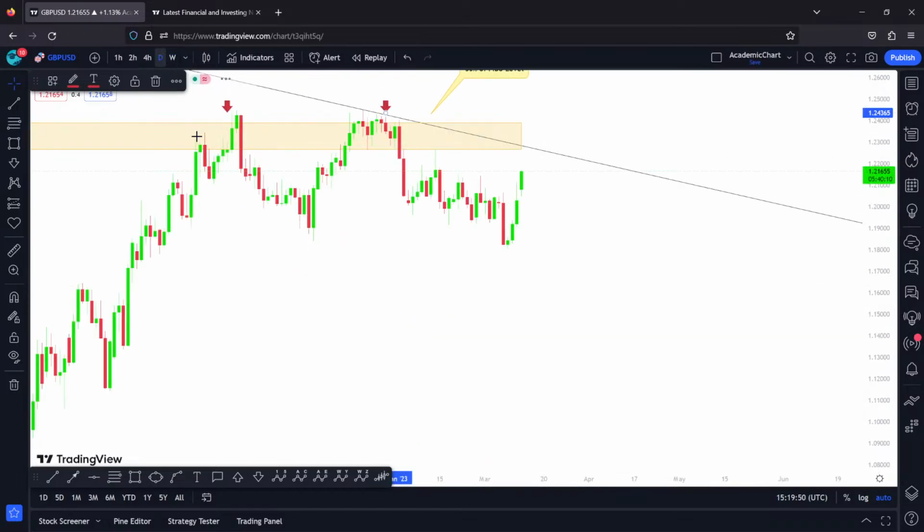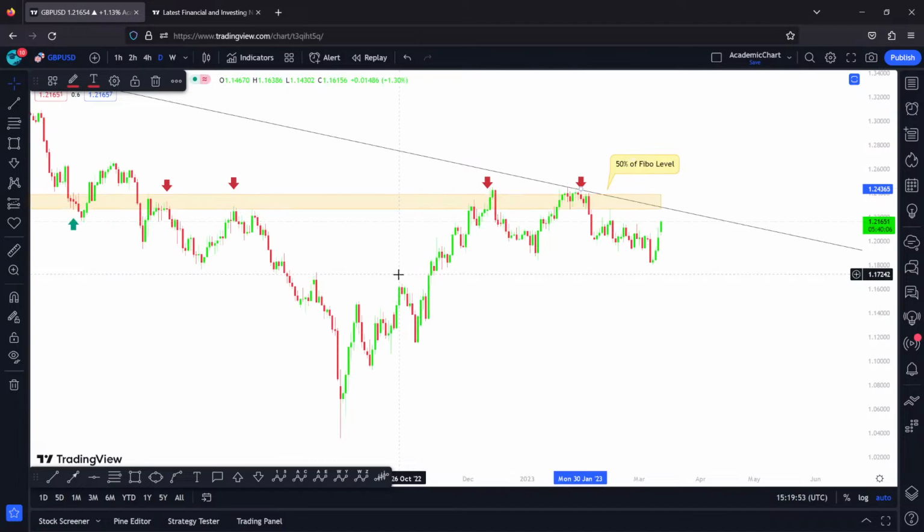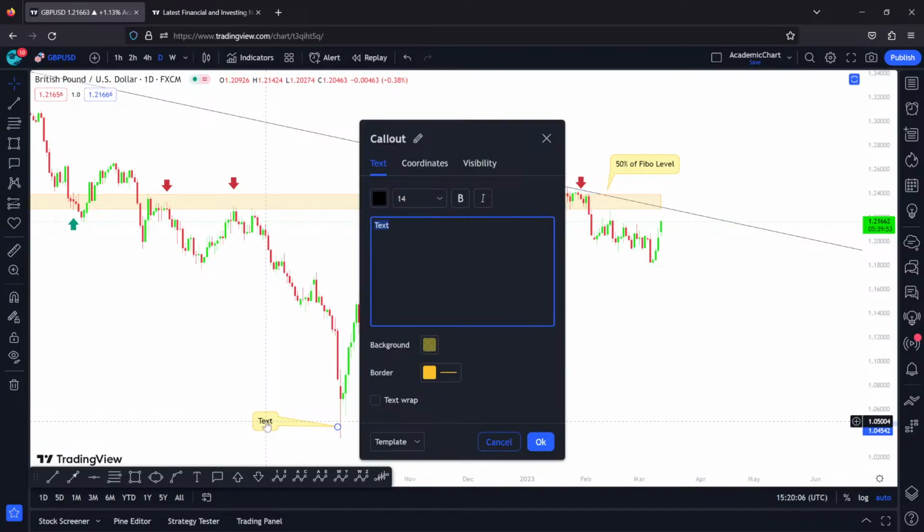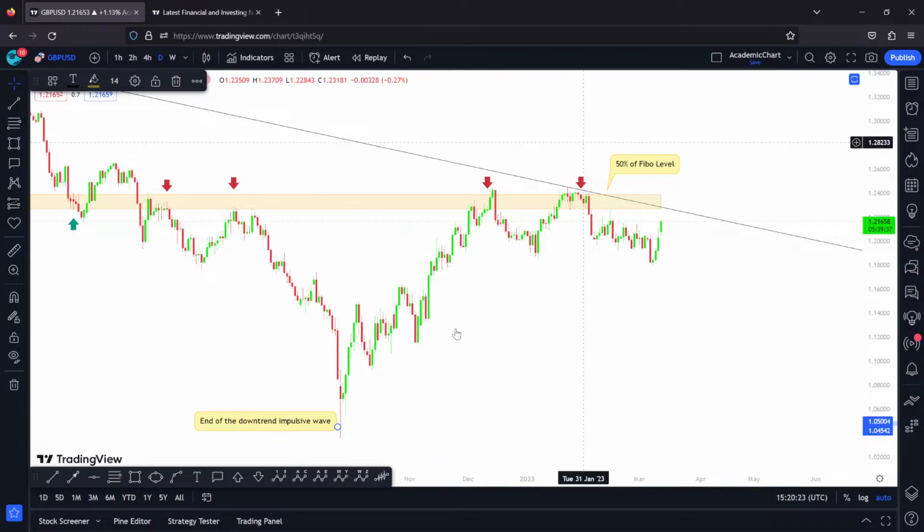Let's jump into the daily, because we have talked about this in the previous analysis and I don't want to dive into it a lot. I know that this is the end of the rally. So this was the end of the downtrend impulsive wave. So we know that we had that. Now we are seeing some sort of correction to the 15 percent Fibonacci level.